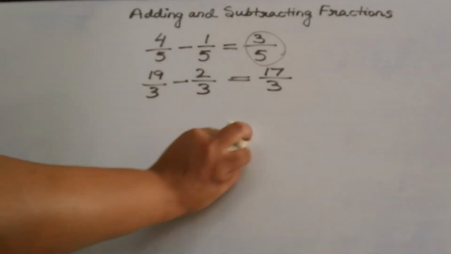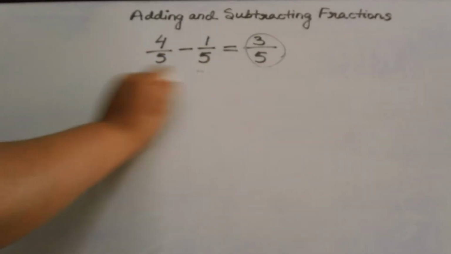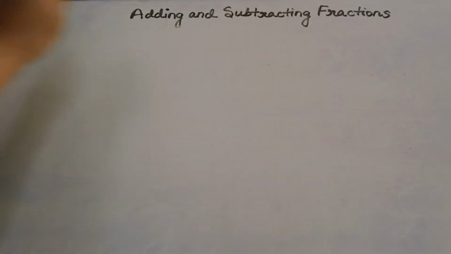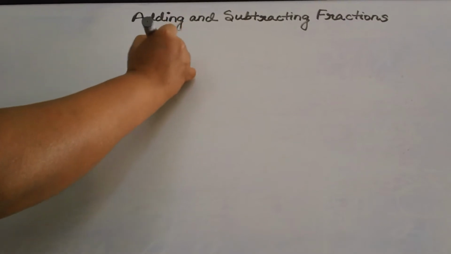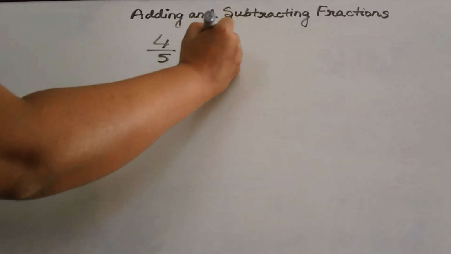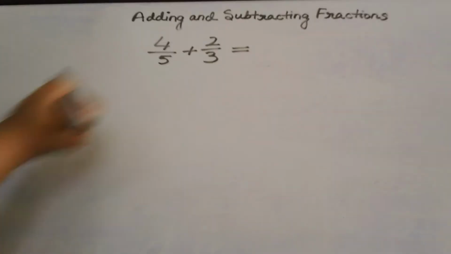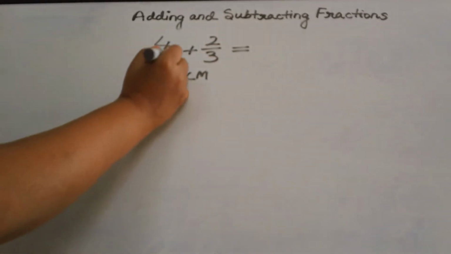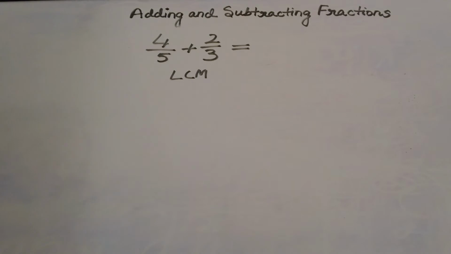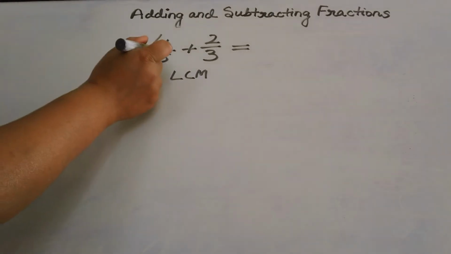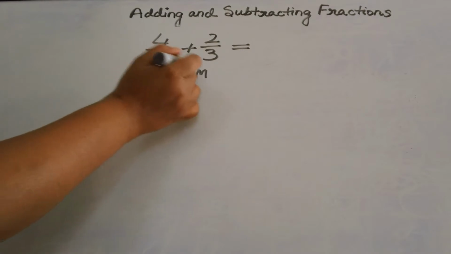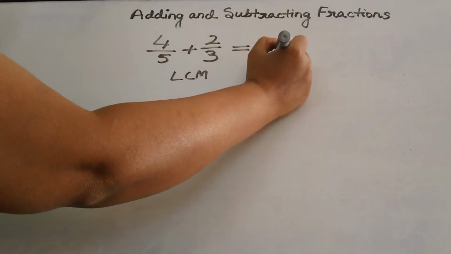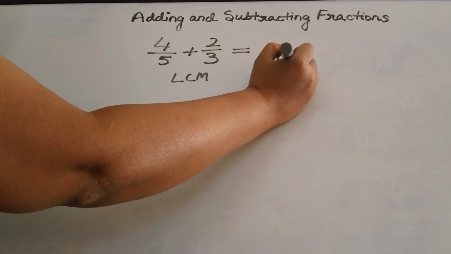Now let's try adding and subtracting fractions where the denominator is not the same and see what happens. So if I take 4 by 5 and we want to add 2 by 3, the way to do that would be to get a least common multiple for 5 and 3. What will be a number which is a multiple of 5 and also a multiple of 3, and it is the least common? So basically we can multiply 5 and 3 and we get 15. 15 is the least common multiple.